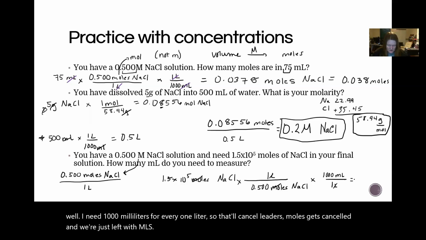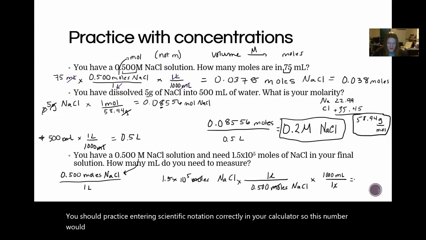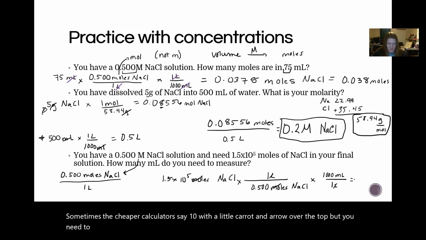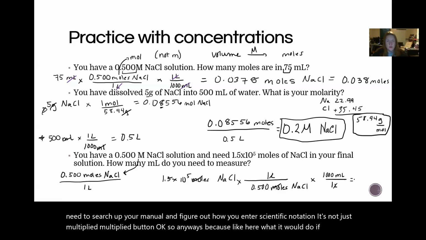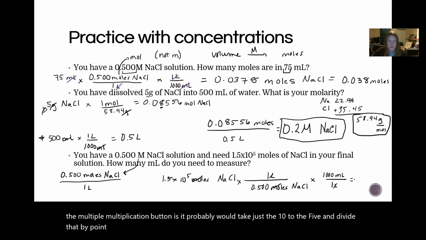You should practice entering scientific notation correctly in your calculator. So this number would be like 1.5 EE or EXP, or sometimes the cheaper calculators say 10 with a little caret and arrow over the top. But you need to search up your manual and figure out how you actually enter scientific notation. It's not just the multiply button, okay? Because here, if you did just the multiplication button, it would probably take just the 10 to the 5 and divide that by 0.5 and not account for the 1.5 unless you use a bunch of parentheses.